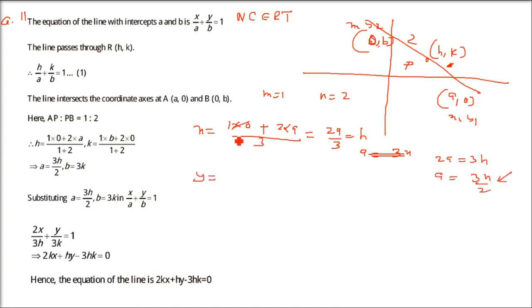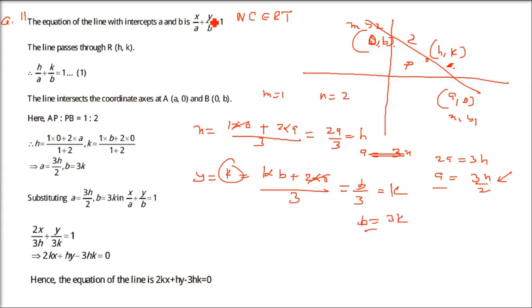Now coming to y, that is k. K will be 1 into b plus 2 into 0, by m plus n, 3. And again this will be b by 3, and as I said y is equal to k. So b equals 3k.